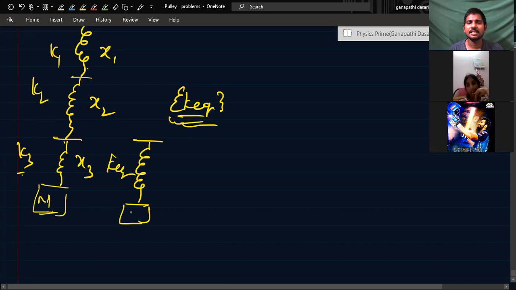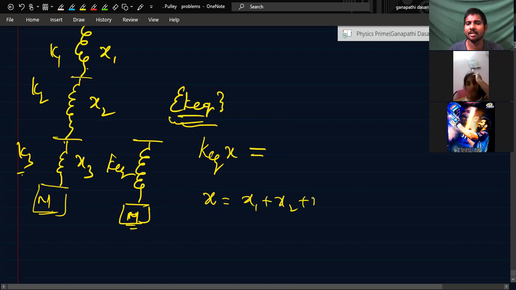I'll connect the same system with block M. What will happen? K equivalent into X will be the force, or not? The entire force should be equal. X will be equal to X1 plus X2 plus X3, or not? Equivalent X is how much? The force remains the same throughout the spring, so that is F by K equivalent.